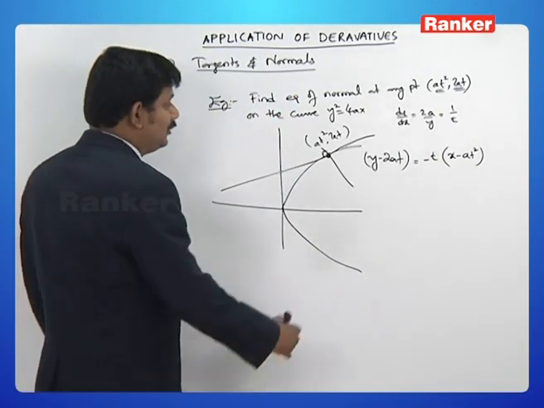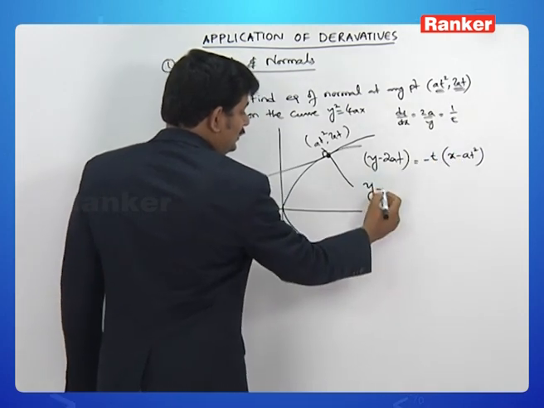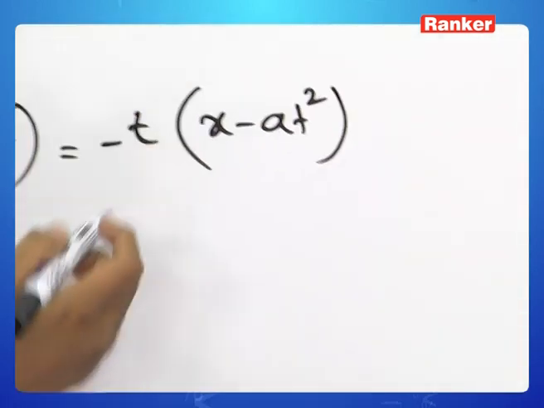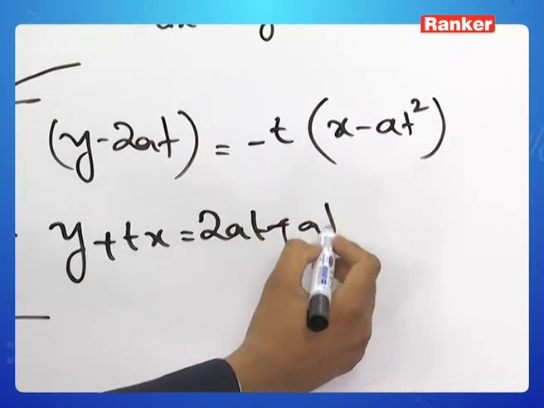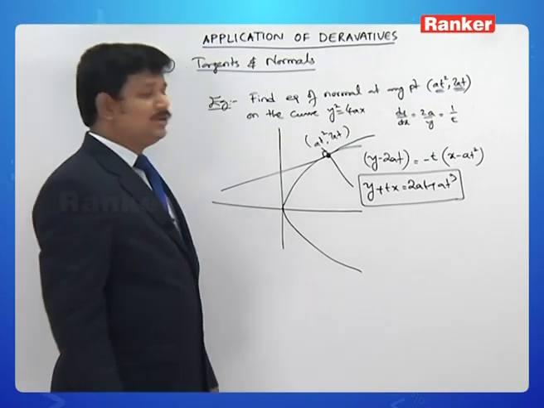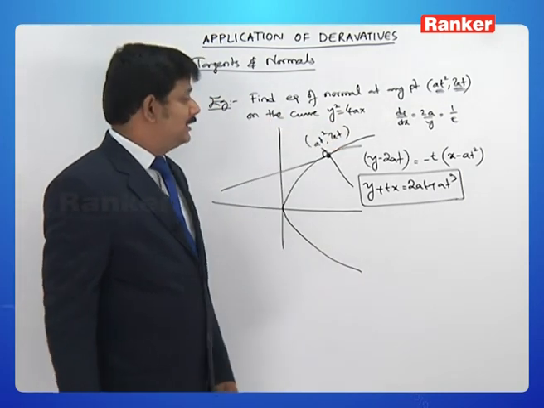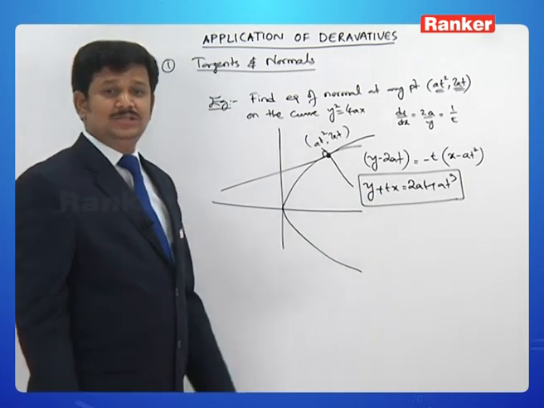So, what will the equation of normal be? Let me bring this minus tx to the other side, plus tx is equal to, let us push this 2at to the other side, 2at plus at cube. So, the equation of normal at any point at square comma 2at to the curve y square is equal to 4ax is given by y plus tx is equal to 2at plus at cube.